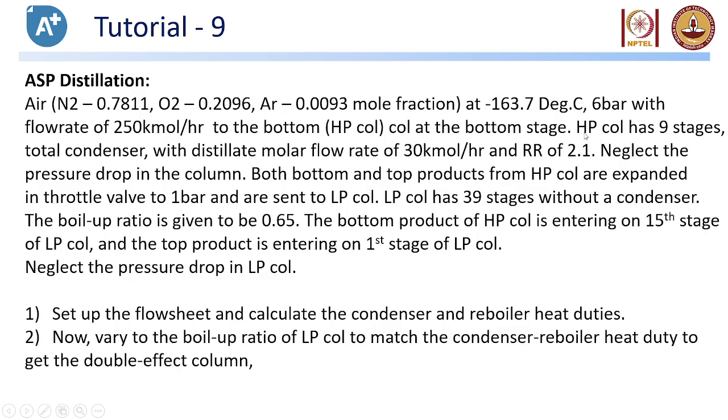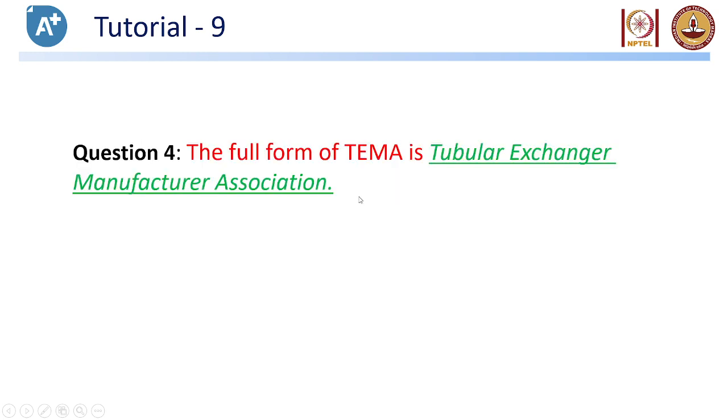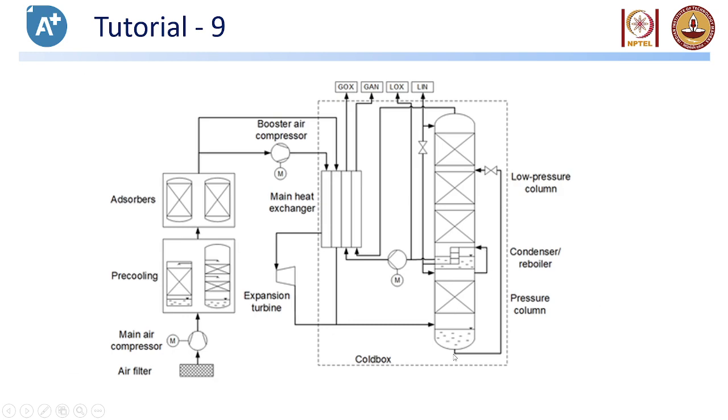Now we require some details about the column for simulating the distillation column, right? So the distillation column has 9 stages. It's a total condenser system with a distillate molar flow rate of so and so and a reflux ratio of so and so. Okay, all the specifications required to simulate the HP column are given, and both the bottom product and the top product of the HP column are expanded through a throttle to 1 bar and then sent to the LP column. Okay, which means the bottom product as well as the top product.